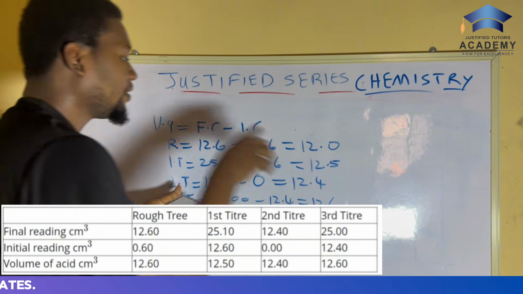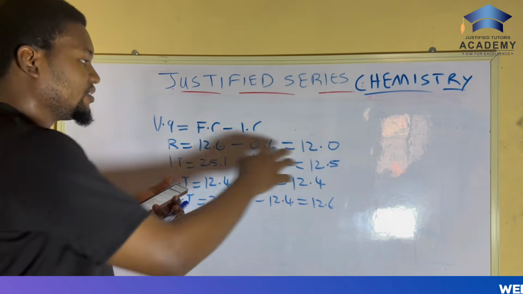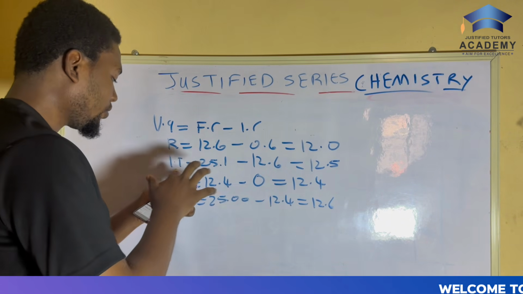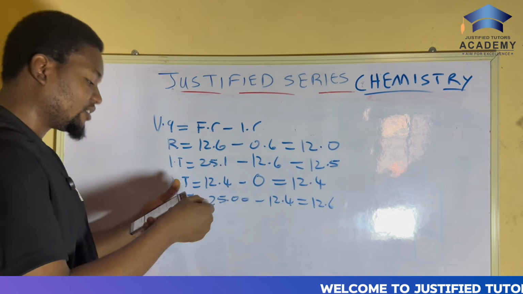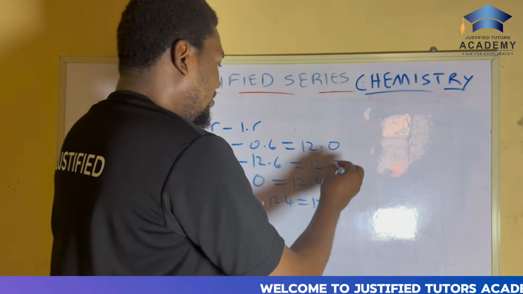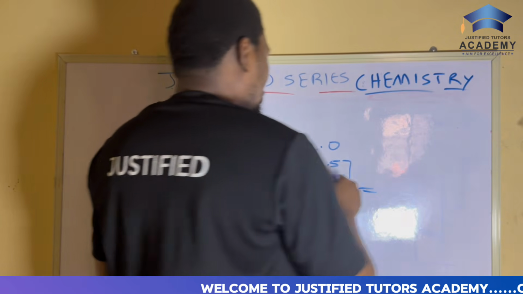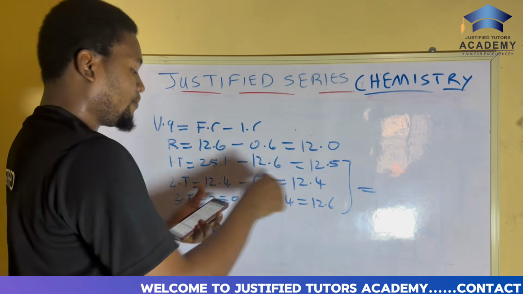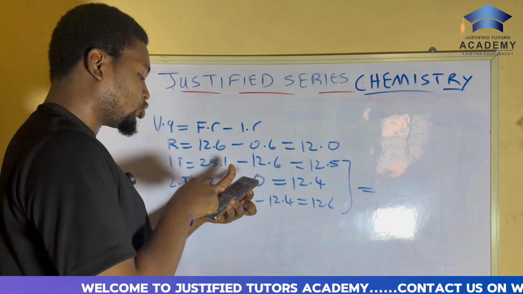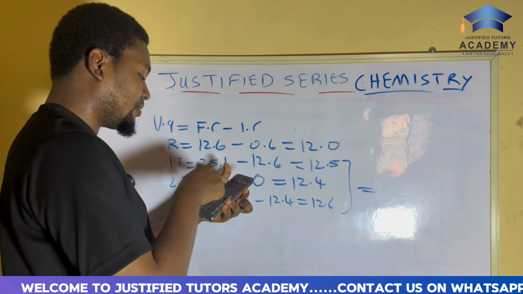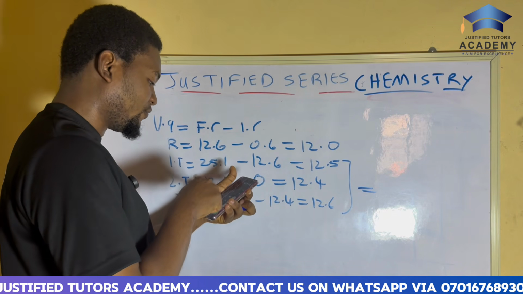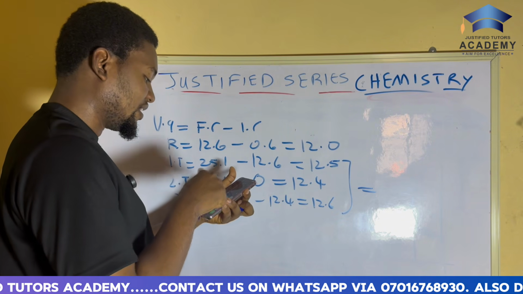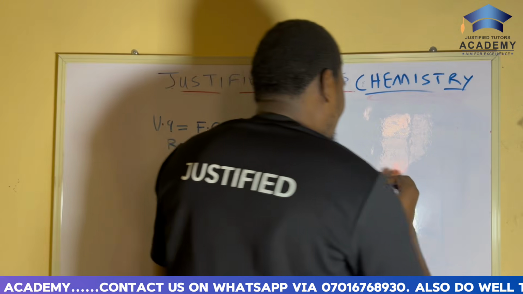So now, when you add everything here together and then divide by 3, what do you get? Your average titer value then becomes what? So 12.5 plus 12.4 plus 12.6. Please, everybody, to your calculator. On the day of the exam, you'll be using a calculator. So this is not jam. 12.5 plus 12.4 plus 12.6 divided by 3. You see? The answer is what?